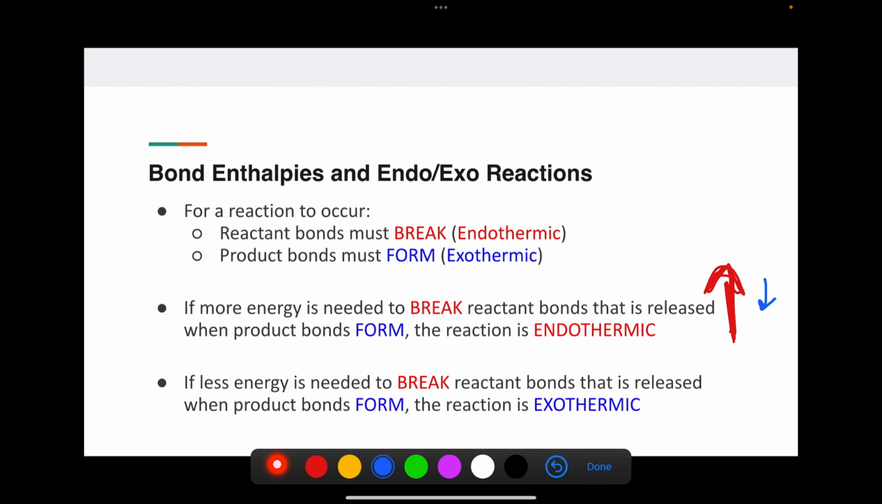If less energy is needed to break reactant bonds than is released when product bonds form, the reaction is exothermic. In this case, we're putting in a smaller amount of energy than we're getting out. Therefore, overall, the net process will be exothermic.